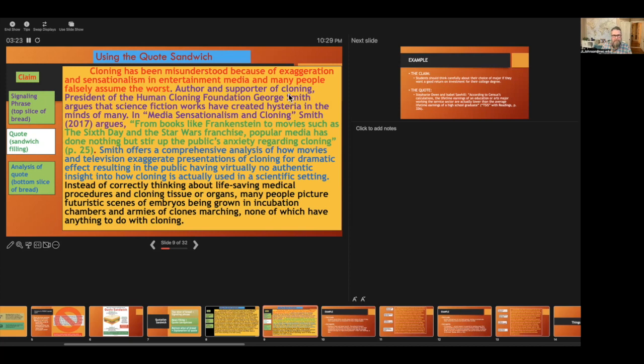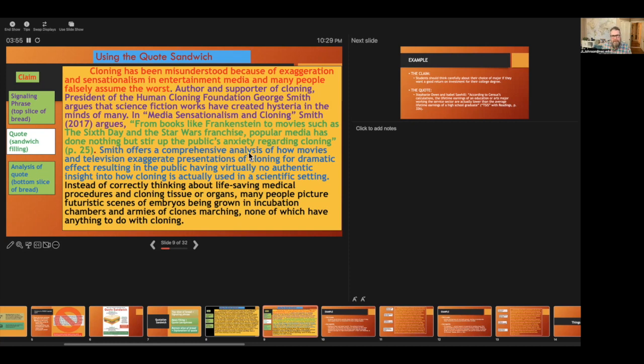Author and supporter of cloning, president of the Human Cloning Foundation, George Smith, argues that science fiction works have created hysteria in the minds of many. In media sensationalism cloning, Smith argues, and then we have that quote. And then when we get down to the bottom slice of bread, notice how the student sort of analyzes or otherwise interprets the research for us.